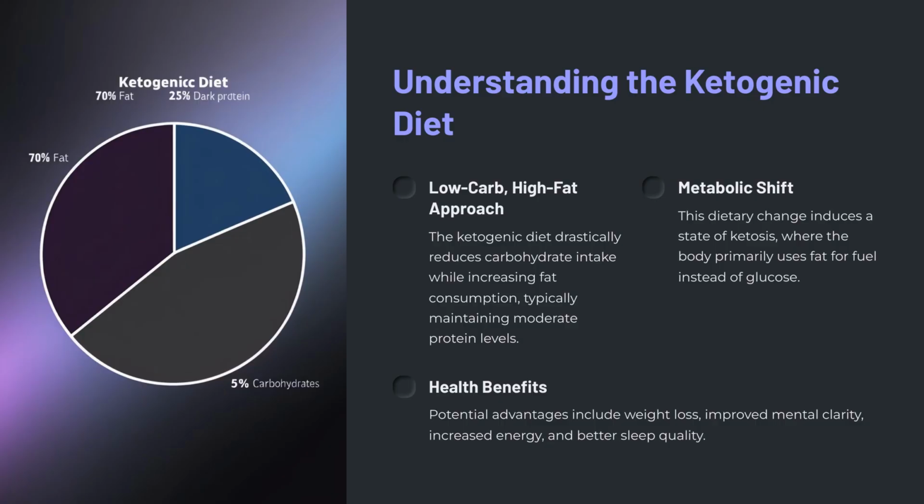Introduction to the ketogenic diet. The ketogenic diet is a low-carb, high-fat, and moderate protein diet used to treat epilepsy. It aims to reduce glucose and increase ketone bodies in the blood. 70 to 90% of calories come from fat, while carbs and protein comprise the rest. Carb intake is limited to 20 to 50 g per day.